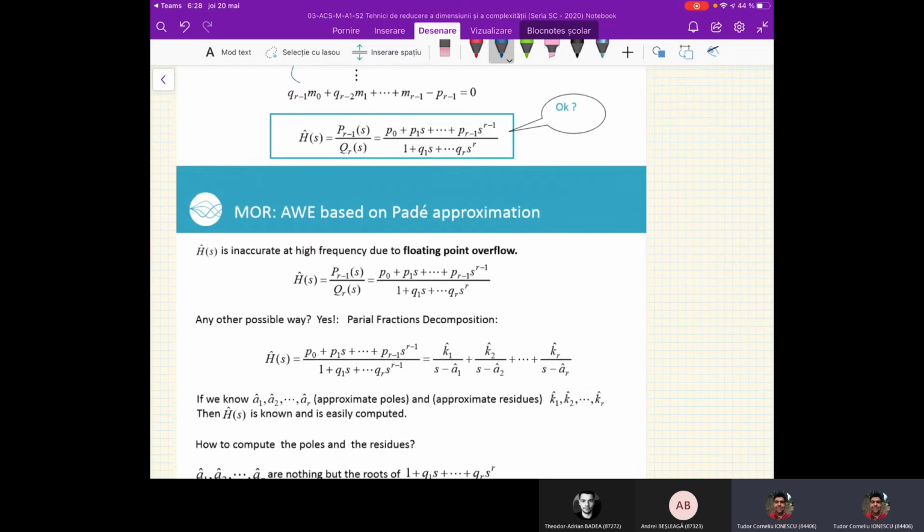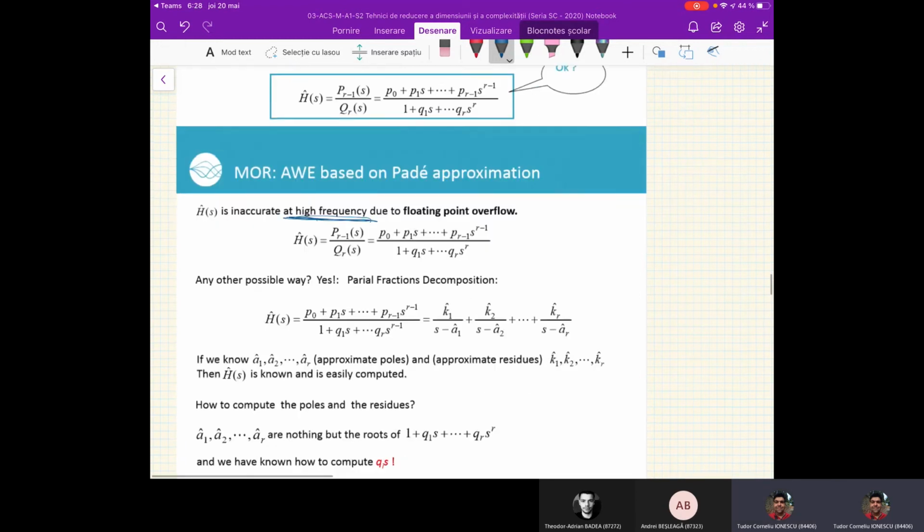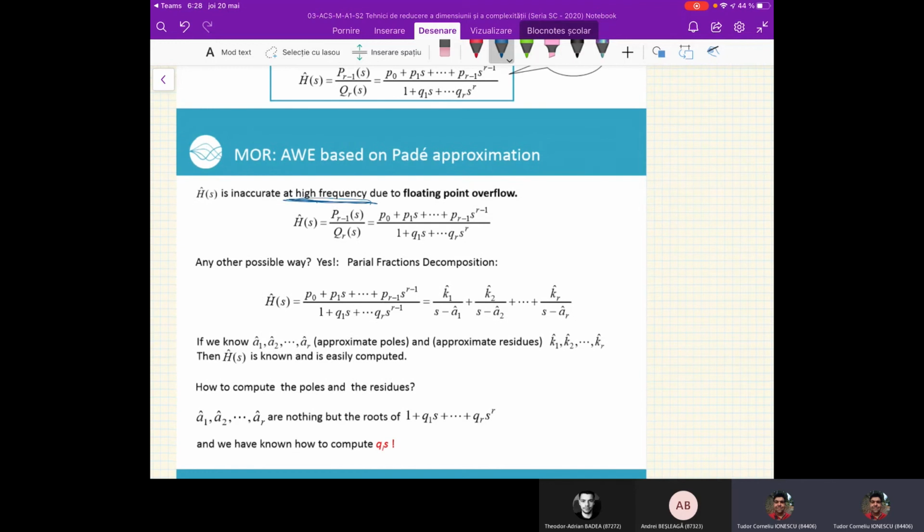However, this may not be accurate due to some issues, especially at high frequency. So for high frequencies of s, this is not possible. Okay? This is partial here, not parial. It's just a typo. And the remedy for this is to consider the problem a bit differently.